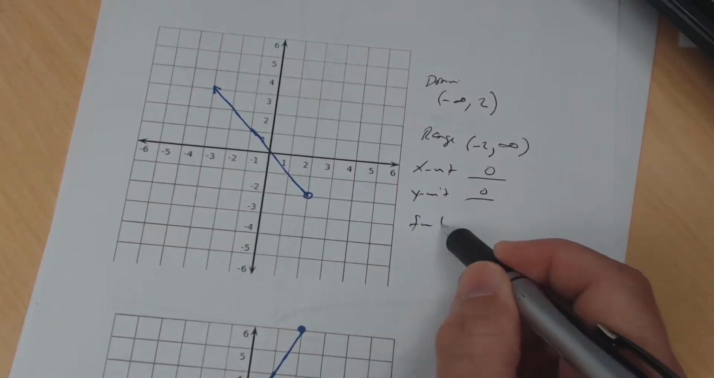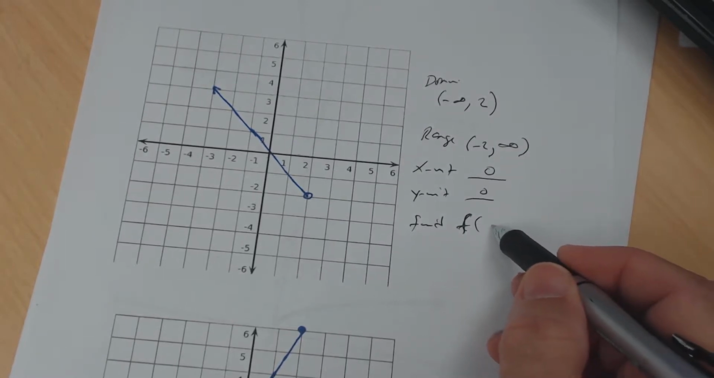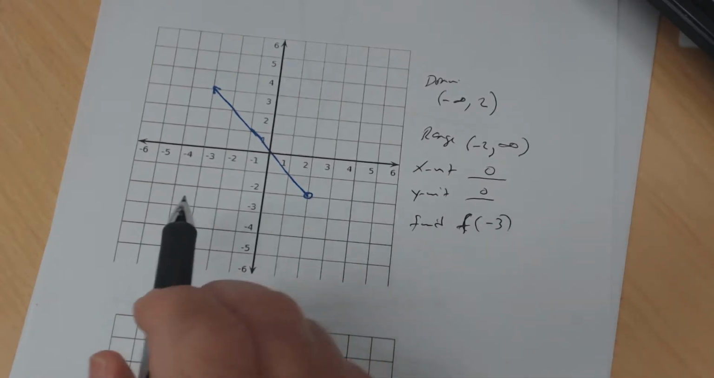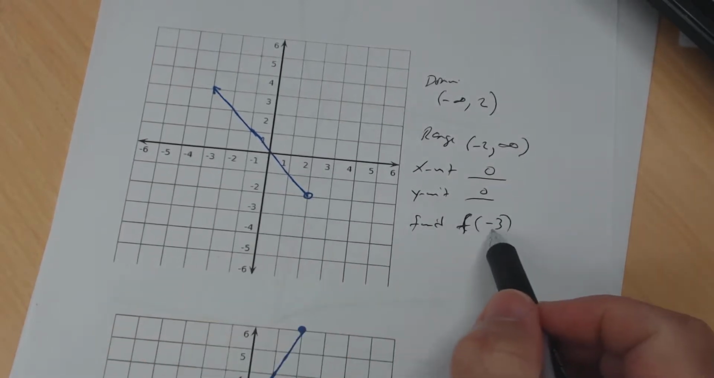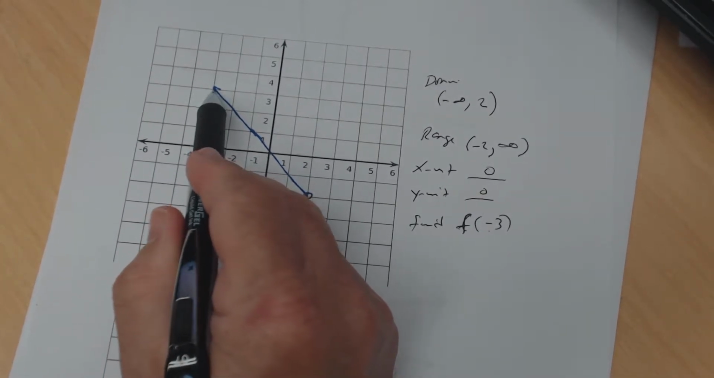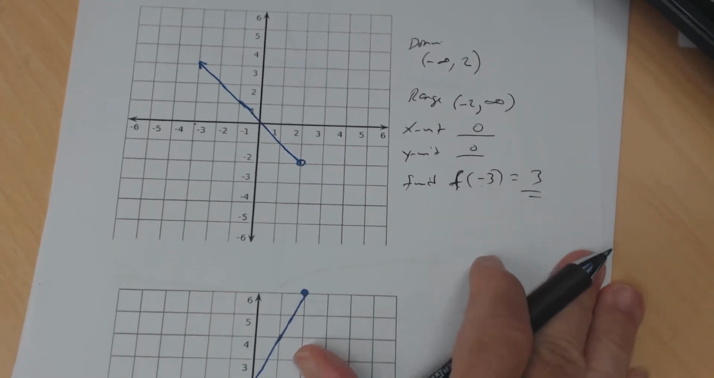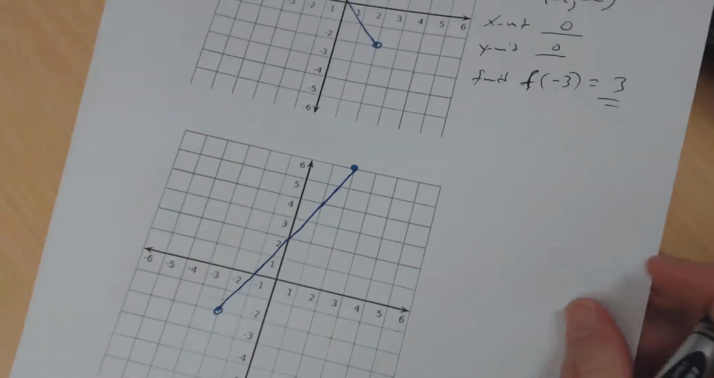All right, let's suppose you want to find f of, let's say, -3. F of -3 means what's the y value when x is -3? So when x is -3, here's the y value right here, so that is 3. So f of -3 equals 3. Okay, let's look at the next one.